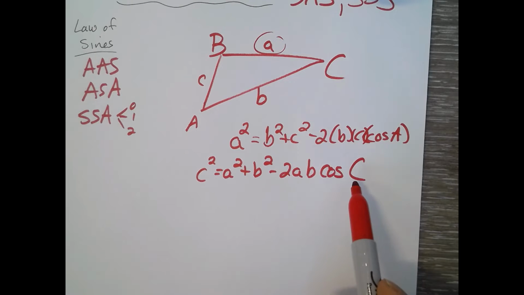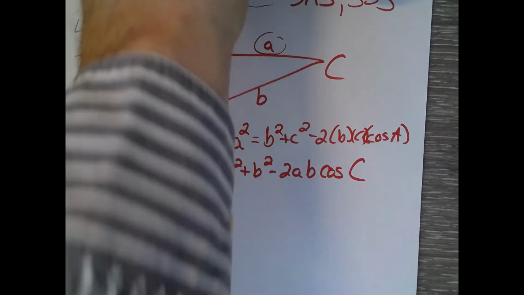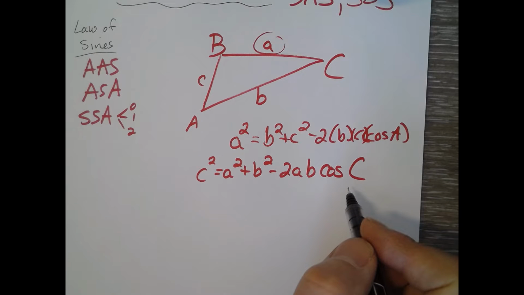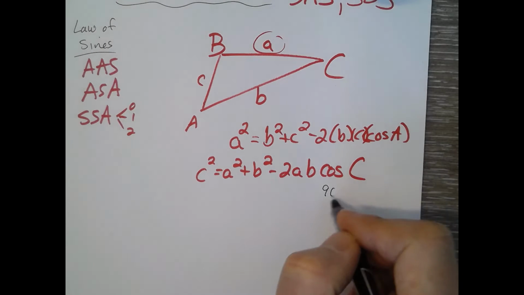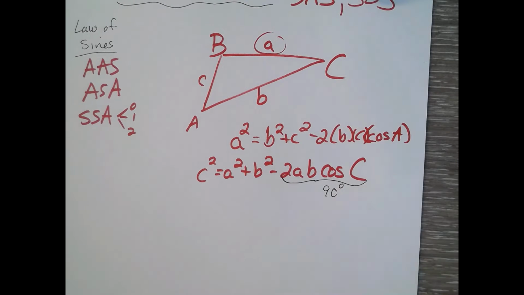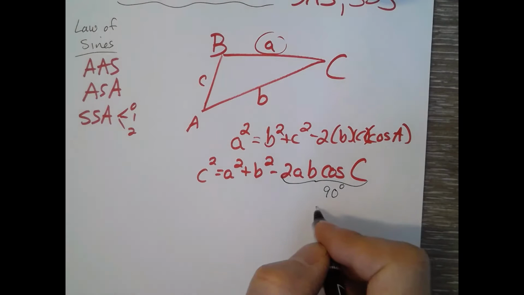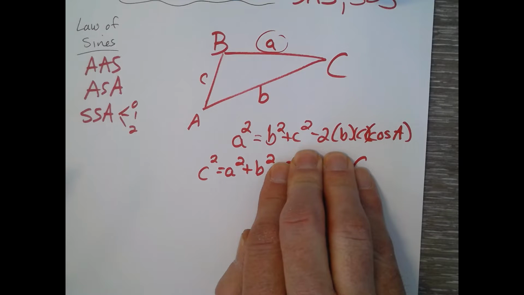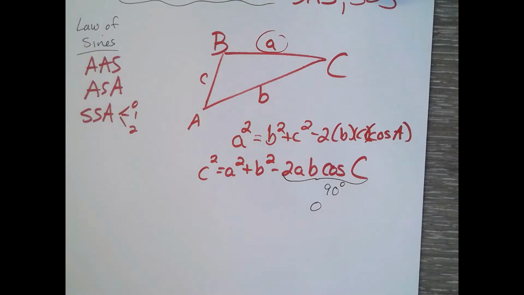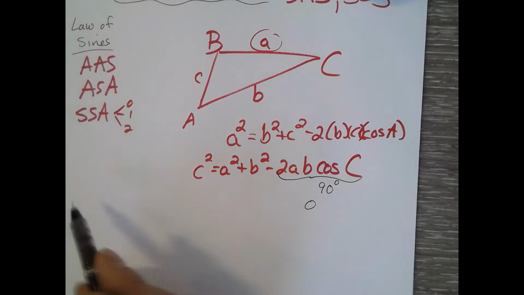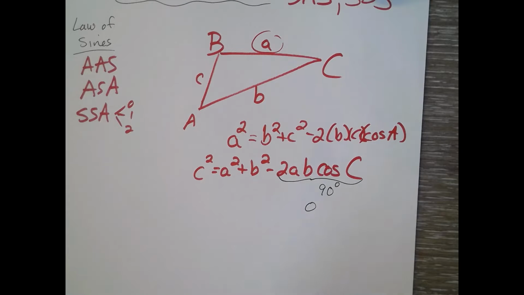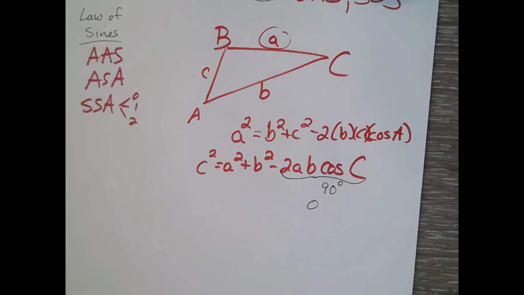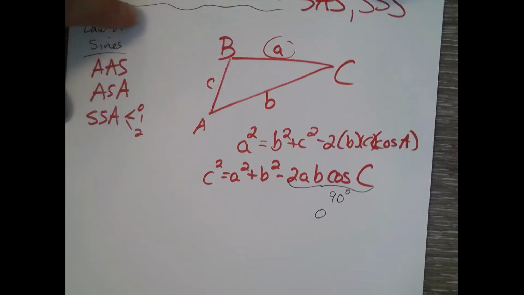So if it's a right triangle, that means the angle is 90 degrees. What is the cosine of 90 degrees? Do you remember that? Cosine of 90, what's the x value at 90? 0. So if it's 90 degrees, this whole part of the equation ends up becoming just 0. So if it's 90 degrees, then A squared plus B squared does equal C squared. So the Pythagorean theorem is actually just a special case of the law of cosines. Whenever the angle is 90 degrees, then it's just A squared plus B squared equals C squared.